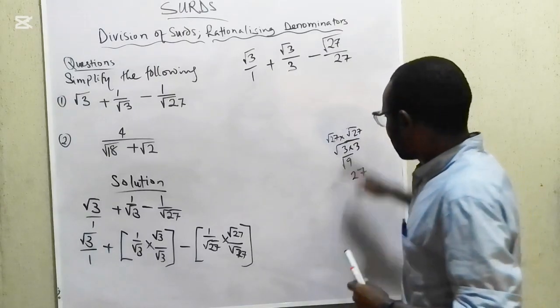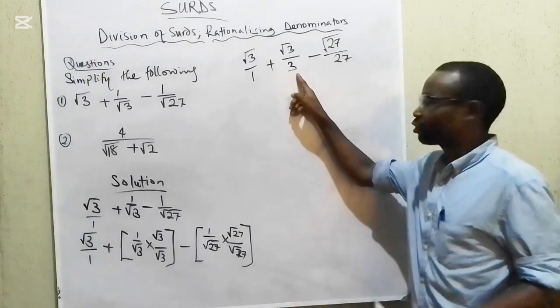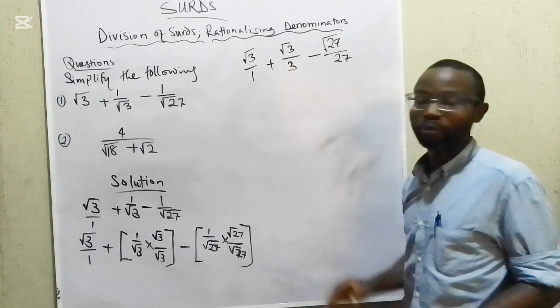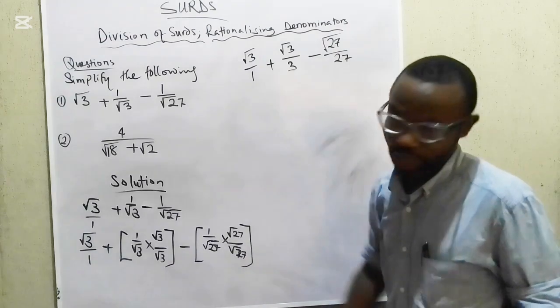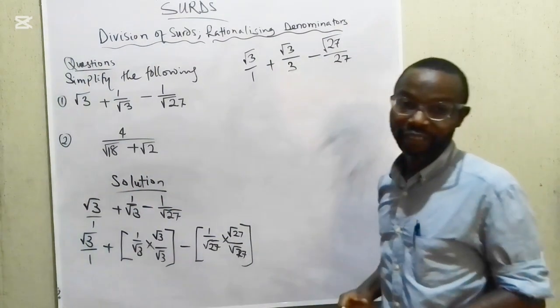Now, getting to this place, we now have a rational number at the denominator. So we rationalize the denominator. But we don't have to leave it here. We have to simplify it because the question says simplify. It's still not as simple as it can get.